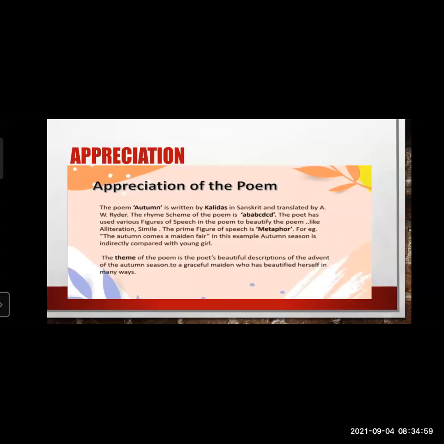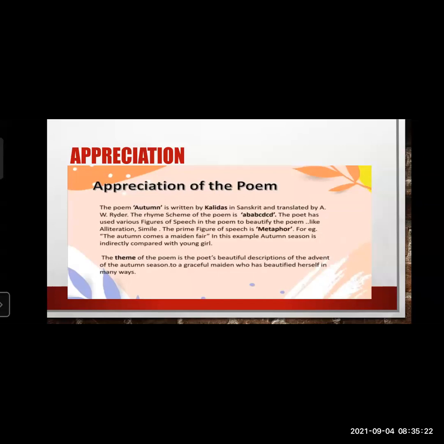In the first example of appreciation, I have not explained the figure of speech. I just wrote what figures of speech or poetic devices are used in the poem. But here in the second example, I have shown how you can explain the figure of speech also, for 1 mark, that is, what figure of speech you are using in the poem. The prime figure of speech is metaphor.